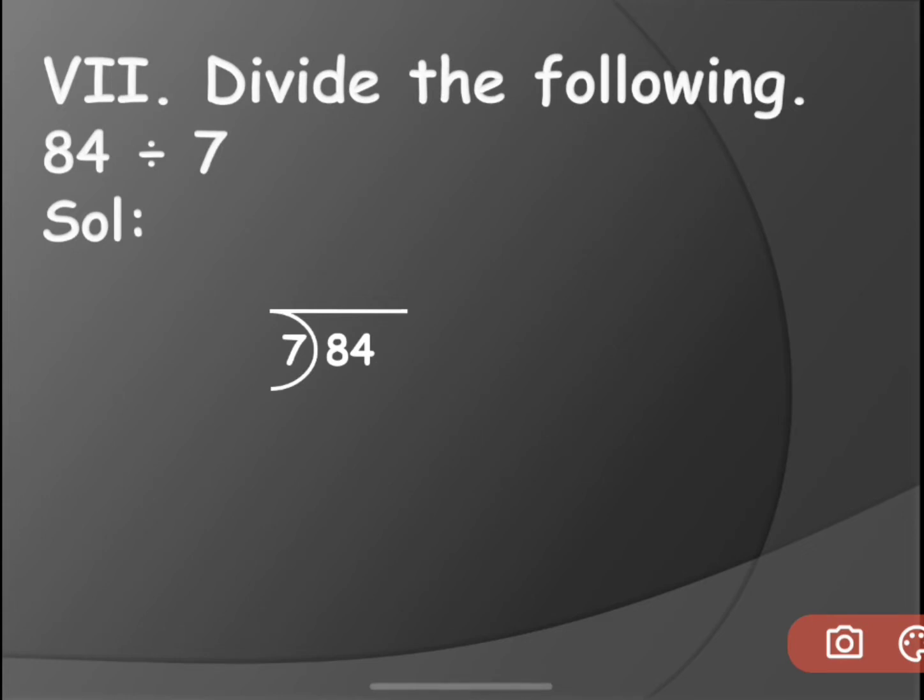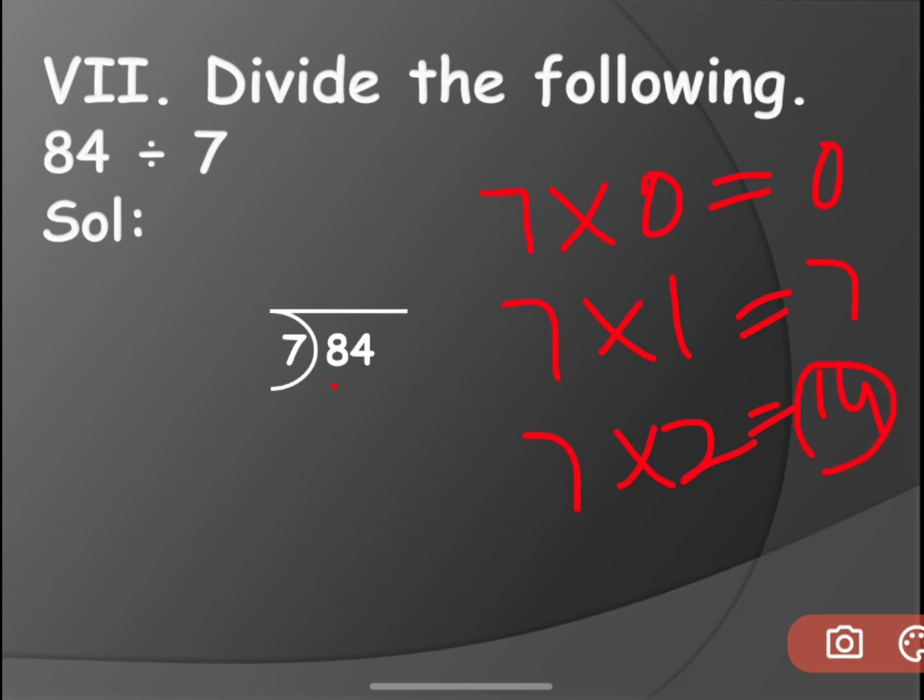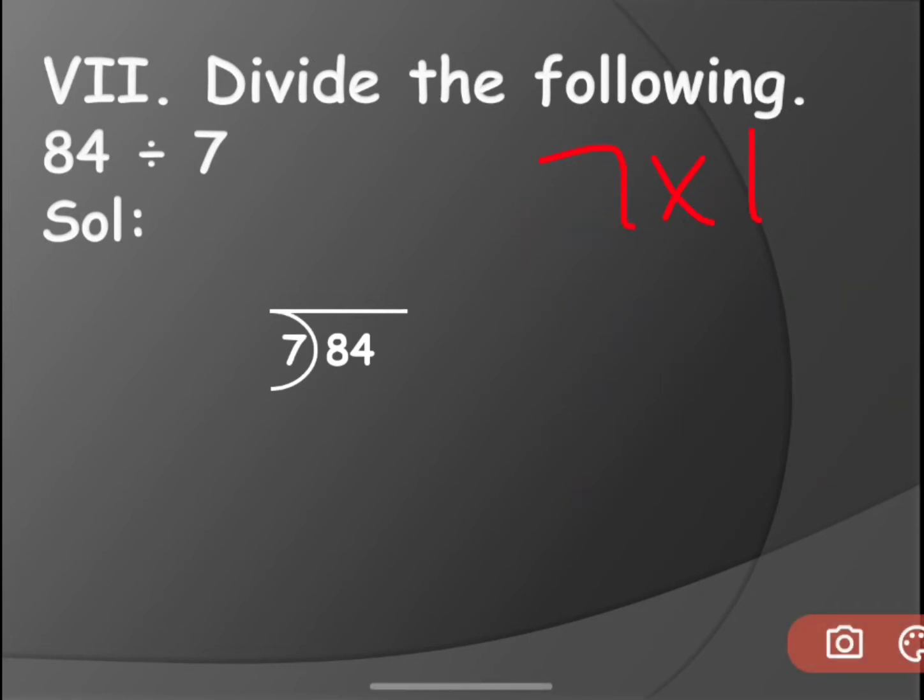For example, if we take the 7 table, it is 7 zeros are 0, 7 ones are 7, 7 twos are 14, isn't it? So 14 is more than 8, isn't it? And less than 8 are 0 and 7. But we have to see which is nearer to 8, which is less than 8 and nearer to 8. That is 7 ones are 7. So this 7 into 1 equal to 7. So this 1 you will write it here, and the answer 7 you will write it here.